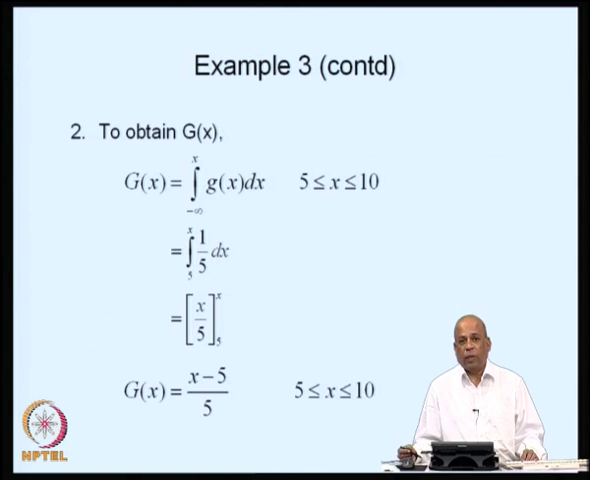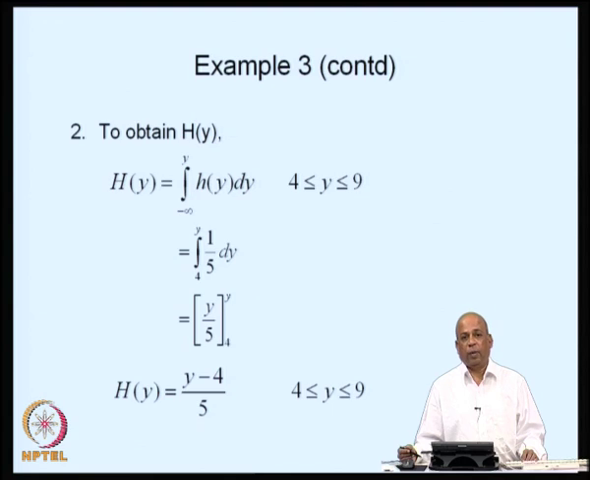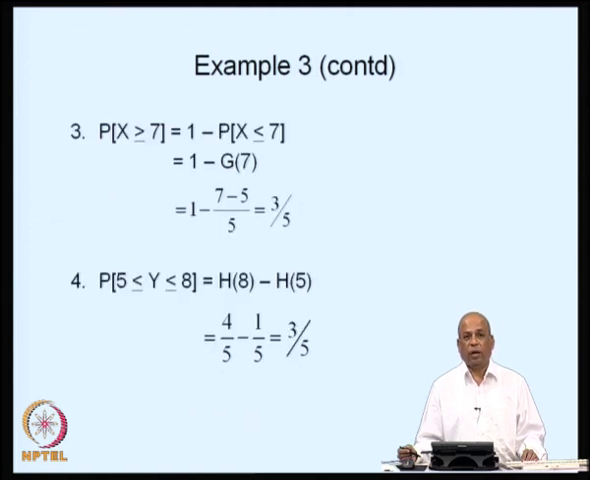Then we obtain capital G of x, which is the CDF of x from the PDF. We obtain this as (x minus 5) by 5 in the region x lying between 5 and 10, and then we obtain capital H of y as (y minus 4) by 5 for the region y lying between 4 and 9. From these we get the probabilities: probability of x being greater than or equal to 7 as 1 minus probability of x being less than or equal to 7, which is 1 minus G of 7, which turns out to be 3 by 5. Similarly, probability of y taking on values between 5 and 8 turns out to be 3 by 5.